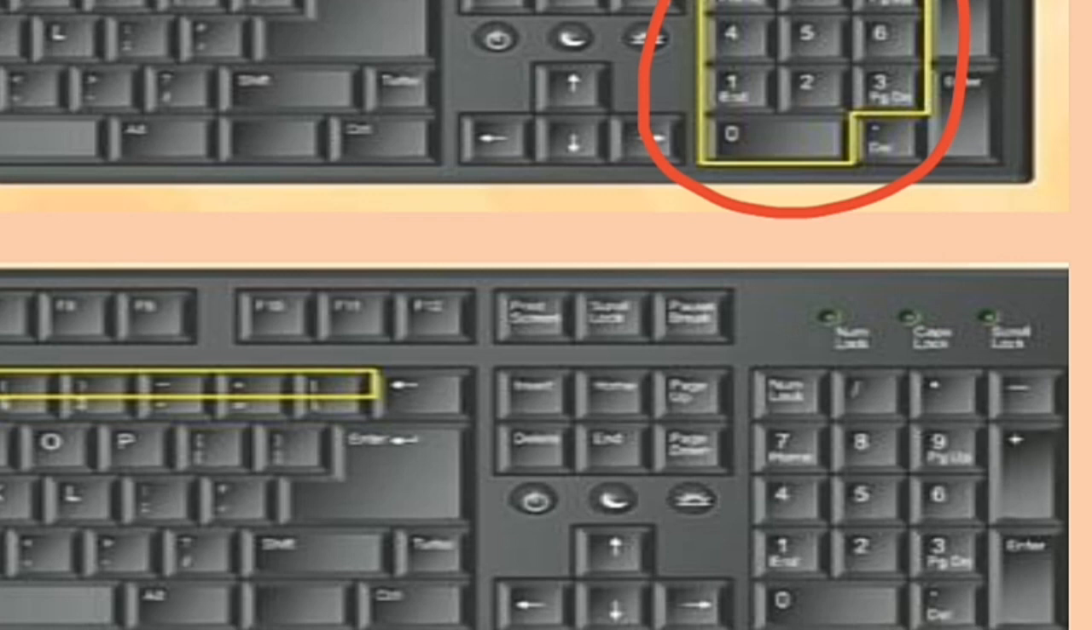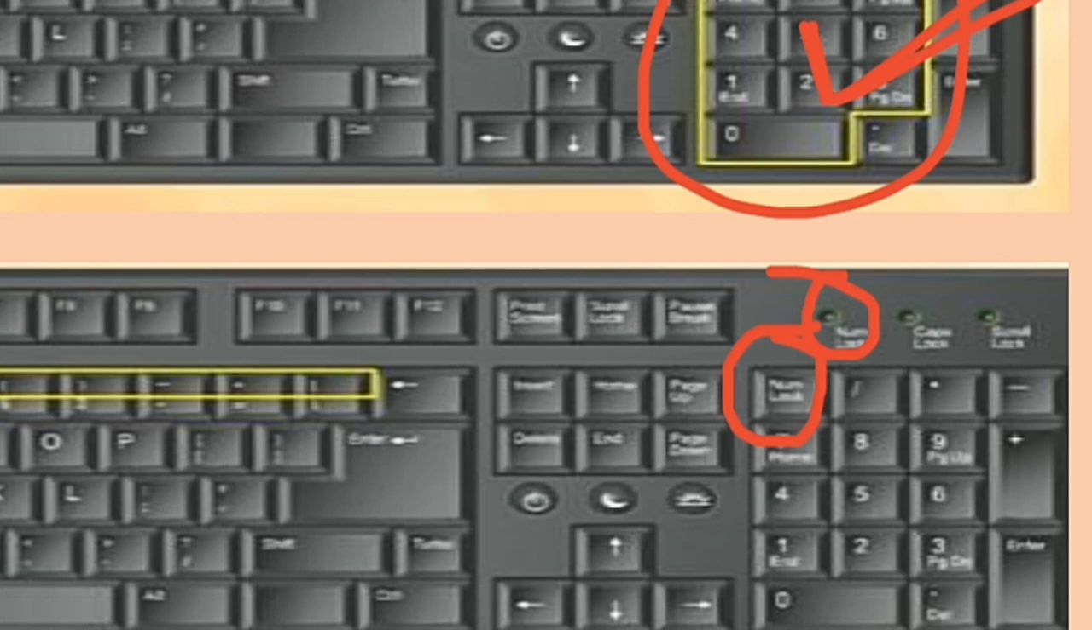But if we want to do the work from the right side keypad of number keys, then what do we have to do? First we have to press this num lock button. When we press this, the green light will appear. It means that this keypad is working. Now you can type numbers from this keypad.